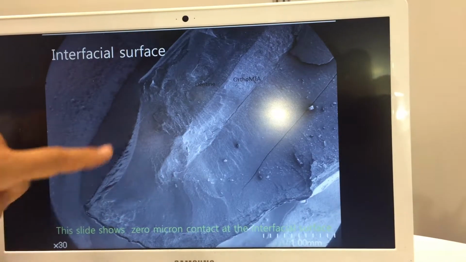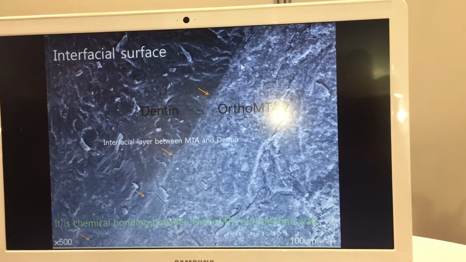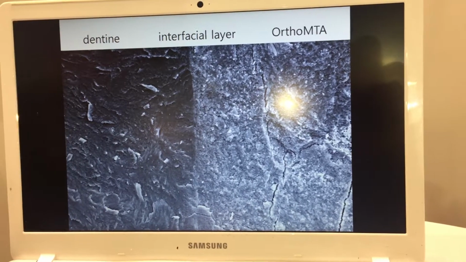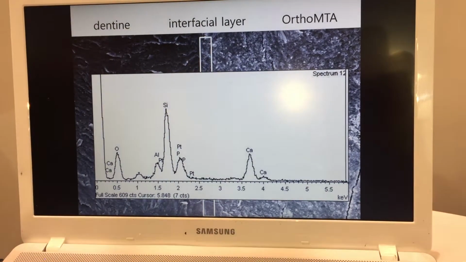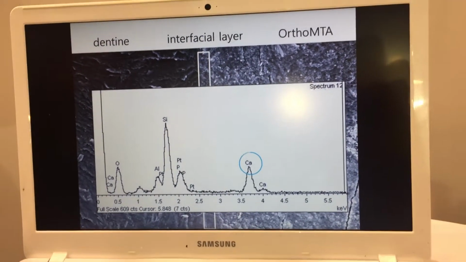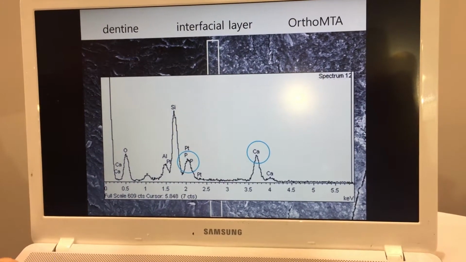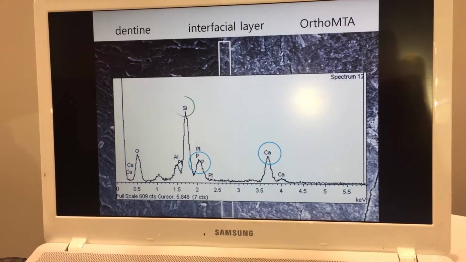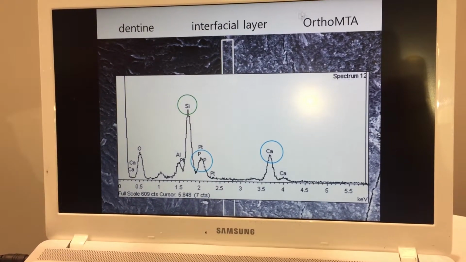Root dentin and also MTA, dentin and MTA, have zero micron contact. And we analyzed the interfacial surface. In the EDS study, the composition of the interfacial surface is calcium and phosphate. Calcium and phosphate, as you know, are the main components of dentin. The other composition is silicate. Silicate is the main composition of MTA, calcium silicate. Calcium silicate releases calcium and phosphate.